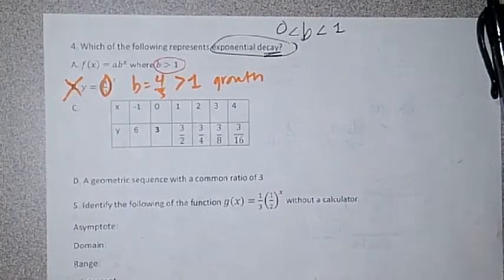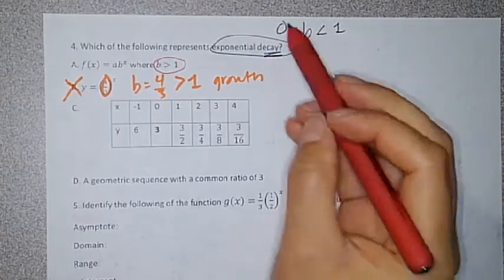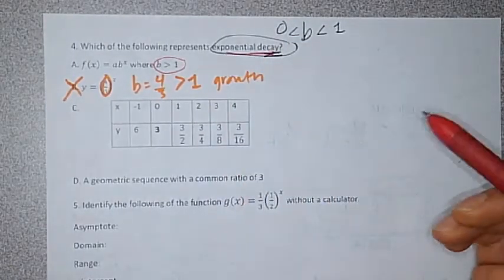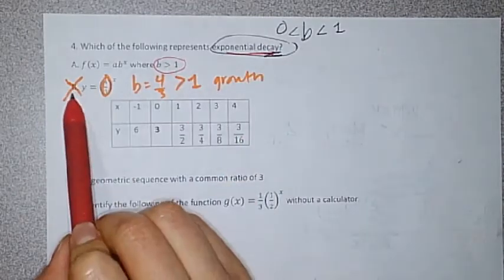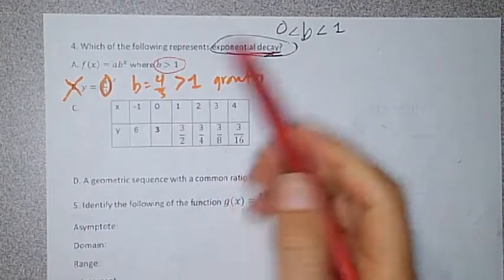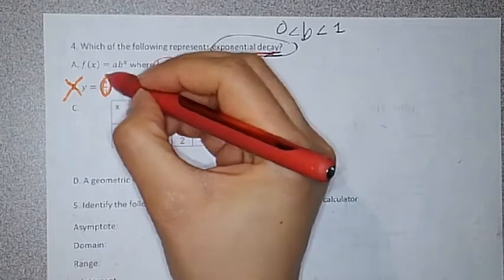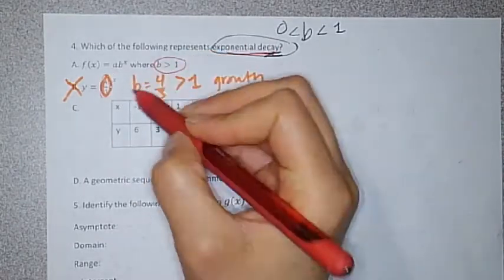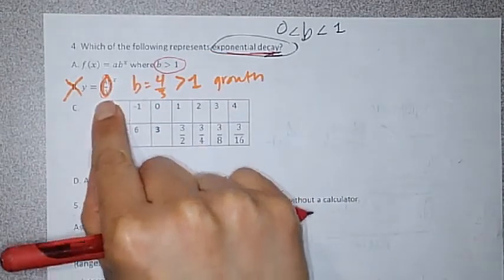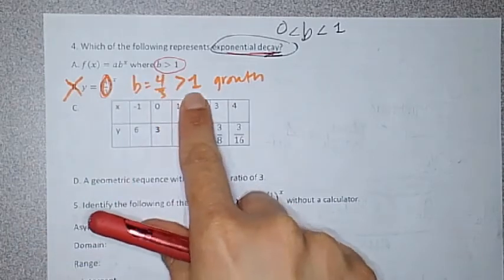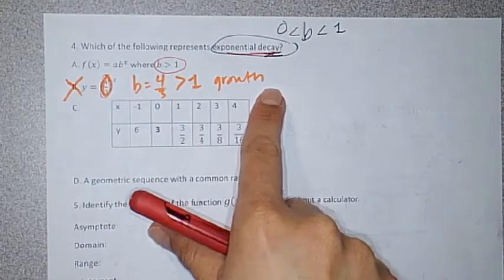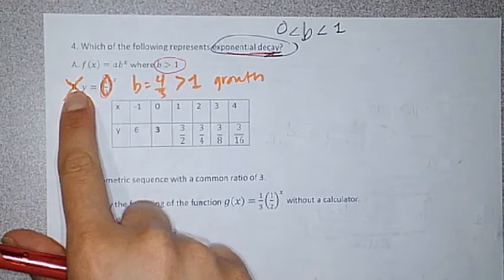I'll continue where the other video dropped off. So we were looking for exponential decay in number 4, and I had eliminated B because that's the one to look at easiest. The b is 4/3, right? The b is the one that has to the x power, and 4/3 is greater than 1, so that means this is growth. So I have eliminated that one.